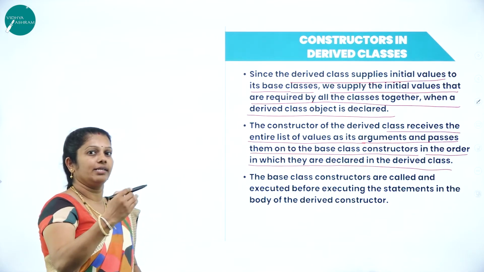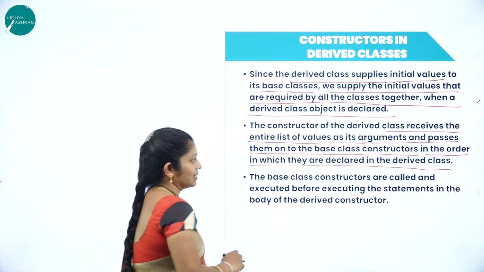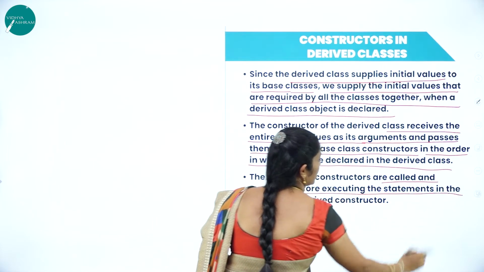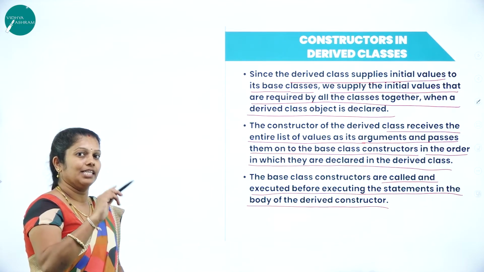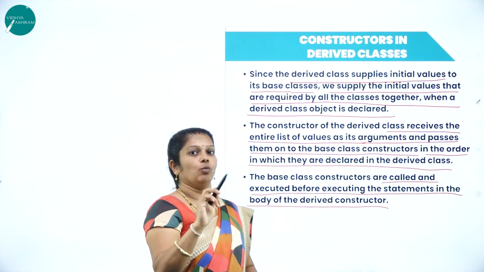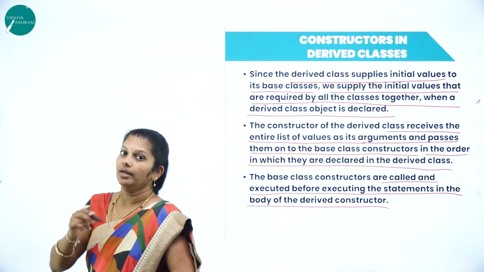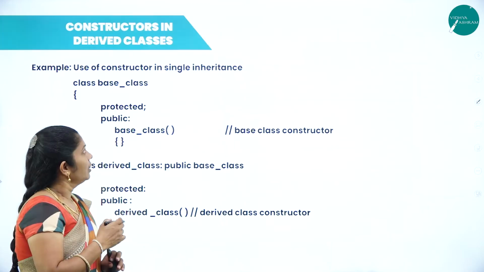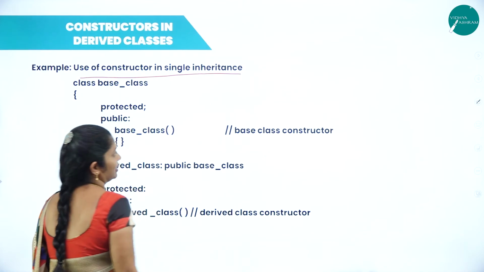In whichever order they receive the data, in the same order it will send the data to the base class. The base class constructors are called and executed before the execution of statements in the body of the derived class. In the base class as well as the derived class, if you have constructors, then whatever initialization is done in the base class will execute first. Later the derived class statements will execute. Then let us observe an example, using a constructor in a single inheritance.